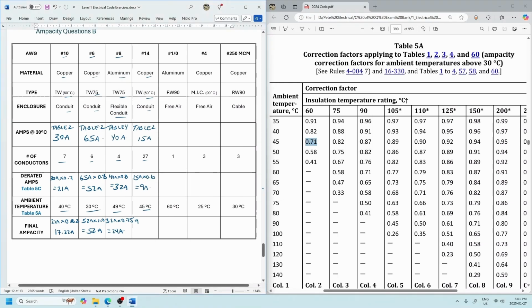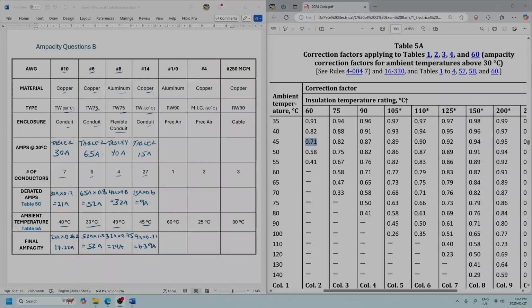So we're going to take our 9 amps that we had, multiply by 0.71, and 9 times 0.71 gives me 6.39 amps. So they were good for 15 amps, but then once we had crowded the entire conduit with 27 conductors and an ambient temperature of 45 degrees, we're now down to 6.39 amps for those number 14 copper TWs running in conduit. Okay, next one, guys.